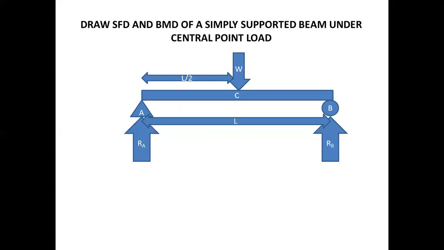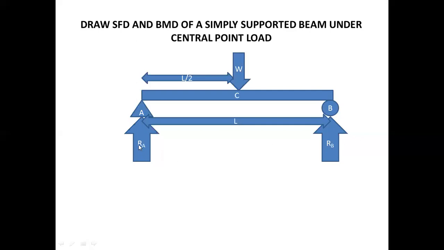At the point A, the support is hinge supported, so there must be one horizontal reaction also. But since there is no other horizontal force or load acting on the beam, I have not shown this horizontal reaction at the point A. So I have to find out RA and RB.